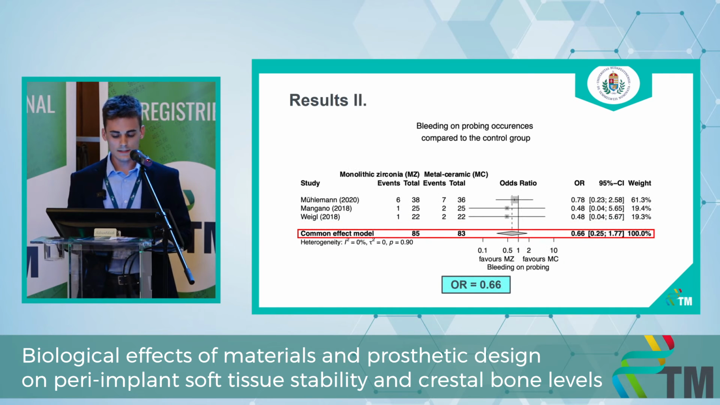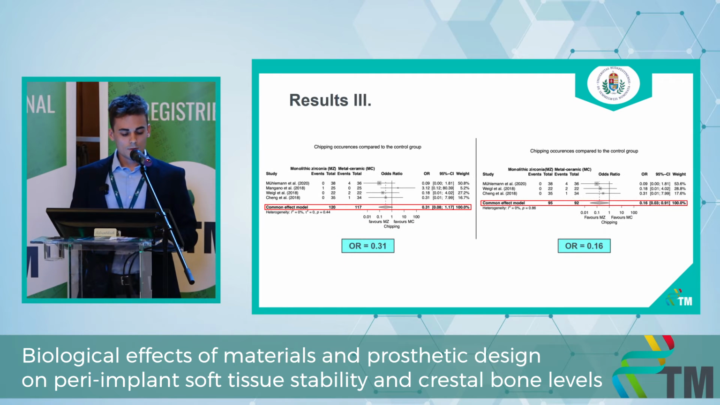The next one is bleeding occurrences. Here we can see that the odds ratio is 0.66. This means that in the investigation group, there was approximately 1/3 less bleeding, or the odds for bleeding were 33% less. The third result is chipping occurrences.